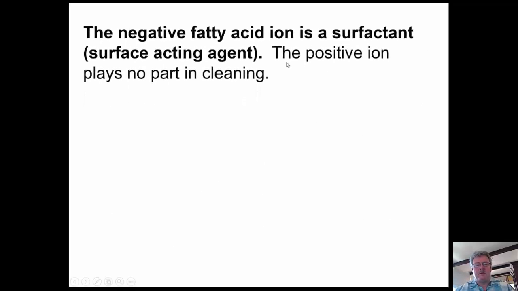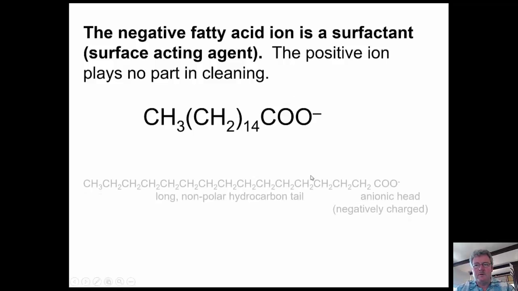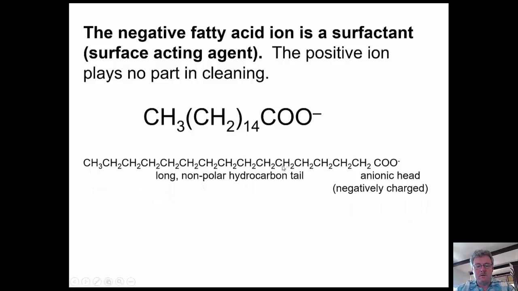This negative fatty acid ion is what we call a surfactant. It's a surface acting agent, and the positive ion doesn't play much of a role in the cleaning. Plays no role, in fact. The negative ion, the long non-polar hydrocarbon chain tail, has an anionic head, a charged particle on the end of it. You can see here the long tail is non-polar. It's what we call hydrophobic, and the anionic head is negatively charged.